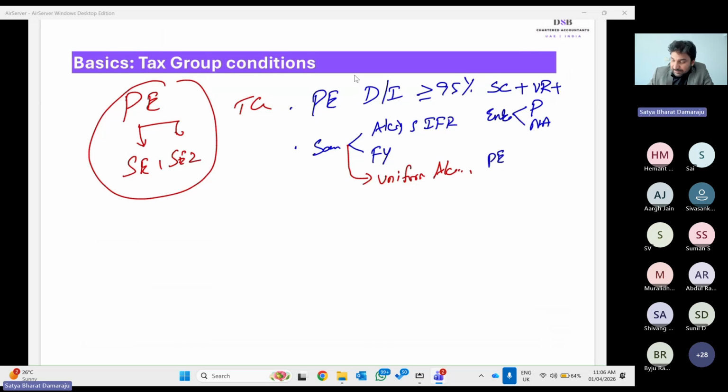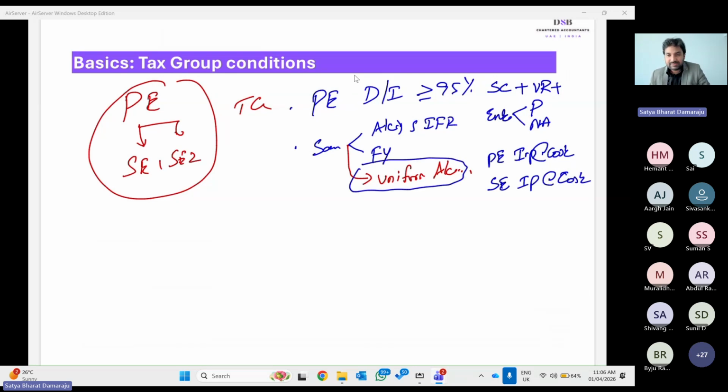If the parent measures its investment property subsequently at the cost method, the subsidiary entity should also have the same accounting policy, meaning investment property should be subsequently measured at cost, not at fair value. So all the group members should also have the same time period. This we don't see in the UAE corporate tax law, but this is a requirement as per FTA Decision number 7.